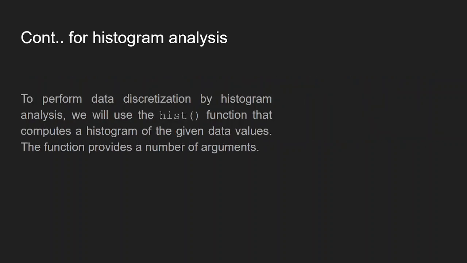To perform data discretization by histogram analysis, we use a function called the hist function. The hist function computes a histogram of given data values, and the function will take a number of arguments. By using this hist function, we can perform data discretization.